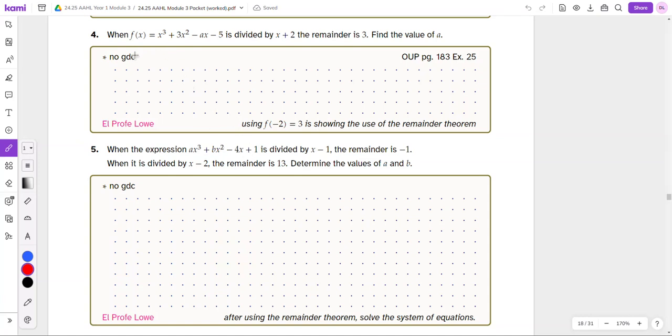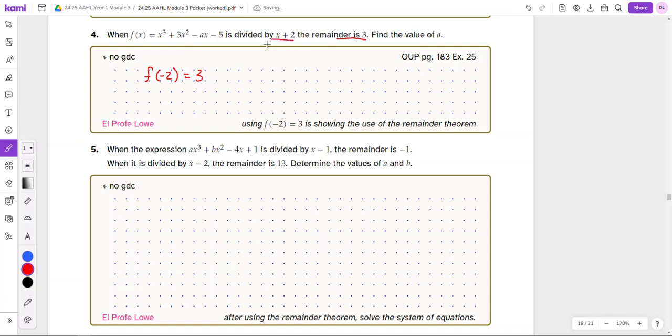Okay, so for this first question, we have this function f of x, and we know when it's divided by x plus 2, the remainder is 3. Find the value of a. All right, so whenever it talks about remainders, we know we're thinking of the remainder theorem. So literally all we have to do is say, if x plus 2 was a factor, what would the root be? And the root would be negative 2. So we know that if we evaluate f at negative 2, the value is going to be 3 because the remainder is 3 on division by x plus 2.